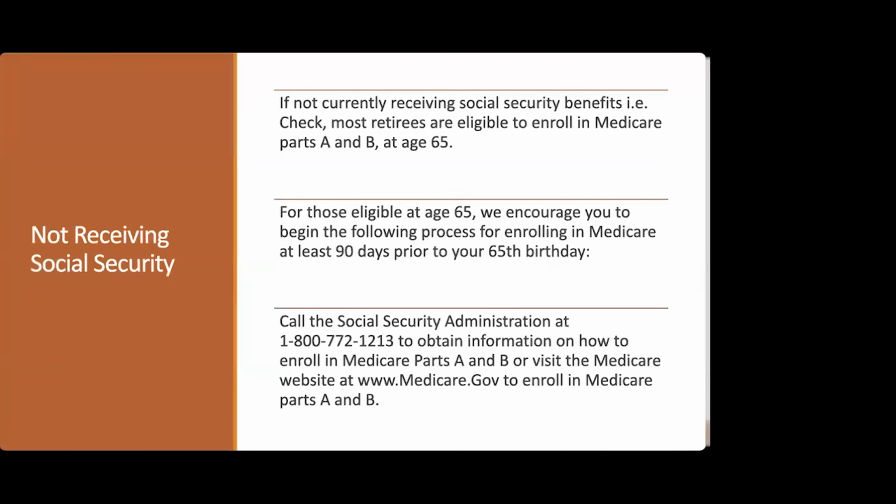All right, so now let's talk again about what if you're not receiving Social Security. So if you're not currently receiving Social Security benefits, then you are eligible to enroll in Parts A and B at age 65. So when you're eligible at age 65, we want you to make sure that you are starting that process. It's best to not rely on things to happen automatically. It's good to follow up and be proactive. And that's why when we send you invites to webinars like this, usually it's in advance of your birthday, right?